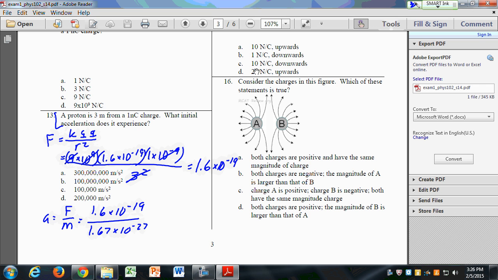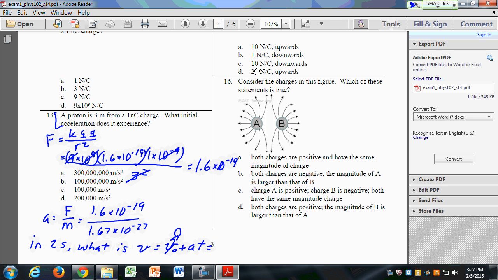Alrighty. Basic kinematics. I could also ask you, say, in 2 seconds, what is the velocity? Well, velocity is equal to V0 plus AT. V0 would be 0, unless it said otherwise.